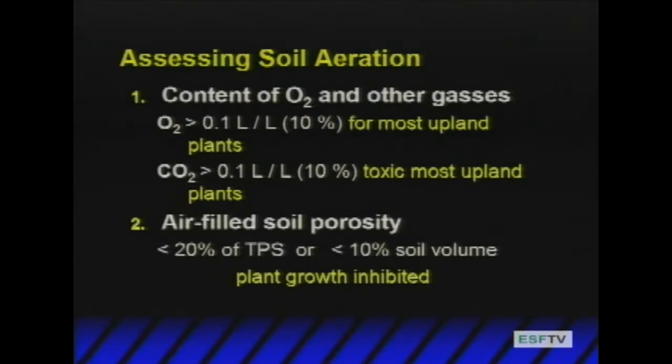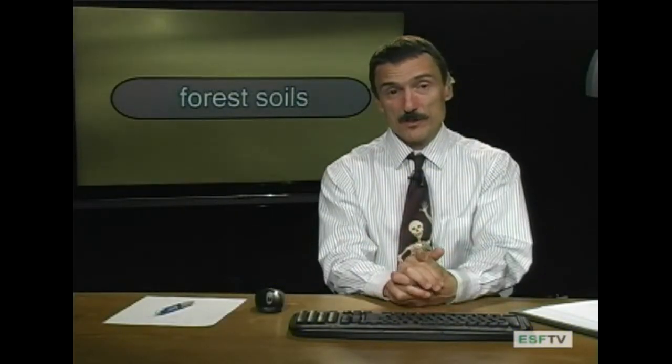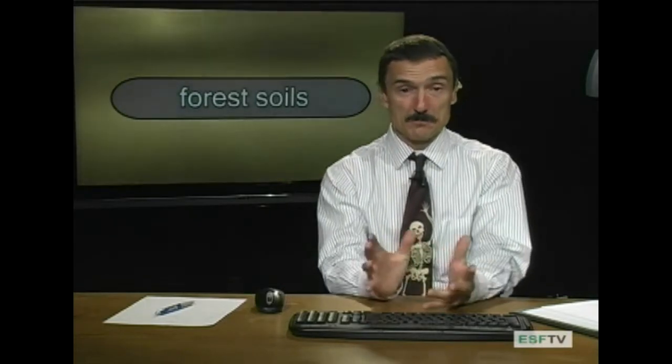Another way we could do it is to look at the air-filled porosity, and we talked about the macropore space. In general, if we have less than 20% air-filled porosity of total pore space, or less than 10% of soil volume, we would start to say that's a cutoff. So 20% of total pore space or 10% of soil volume would start to inhibit plant growth. It's a fairly easy measurement to do. We could get that measurement right off our soil moisture characteristics, and we did that calculation. What's the macropore volume percentage of a soil?